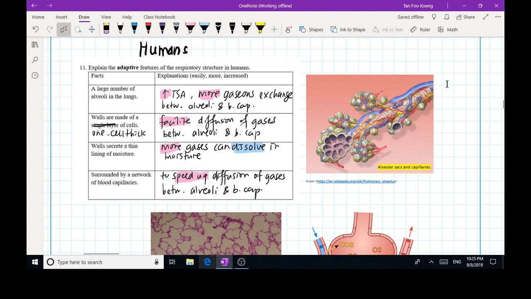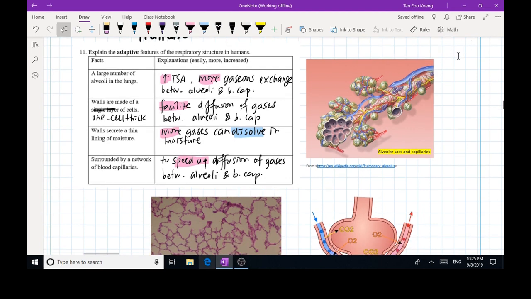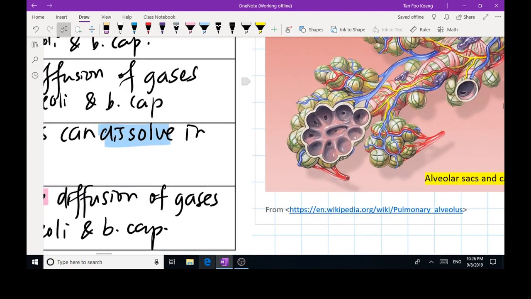So this is the trachea, then we have the bronchus, bronchiole, and finally the bronchiole ends with alveoli. And as you can see here, the membrane of the alveoli is only one cell thick, and the alveoli is also supplied with a lot of blood capillaries, and the inner wall is moist.